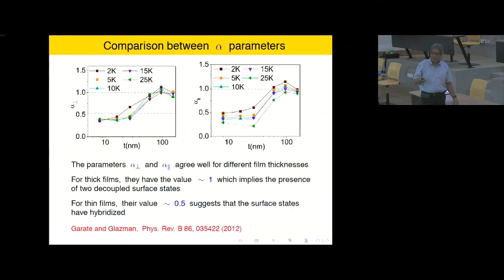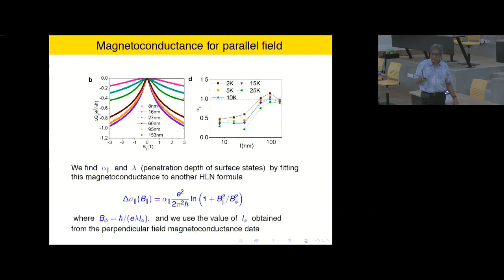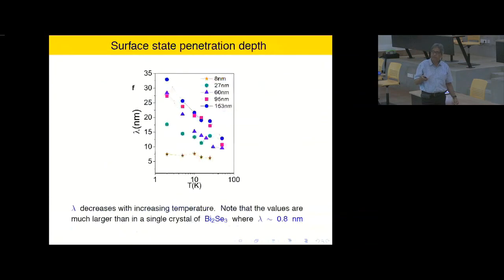The other important parameter which appears here is this lambda, which I said can be interpreted as the surface penetration depth. And so this looks like this. You can see that it actually decreases when you increase the temperature. For every film thickness, except for these thinnest films, it decreases substantially as you increase the temperature.